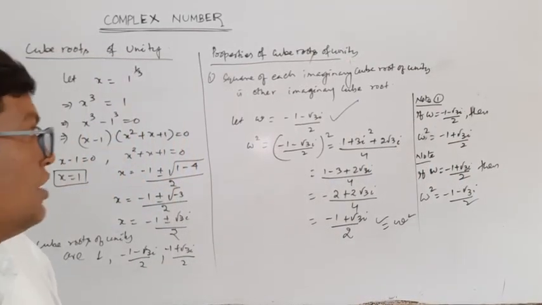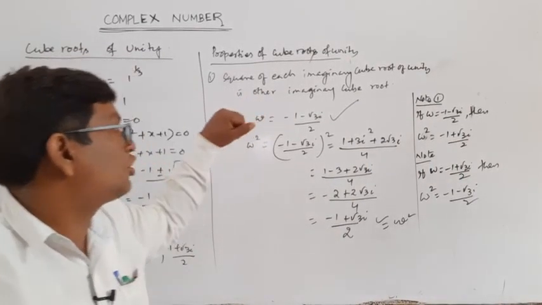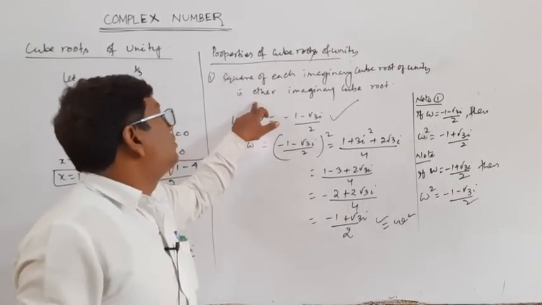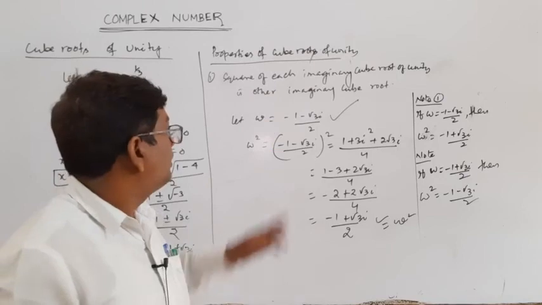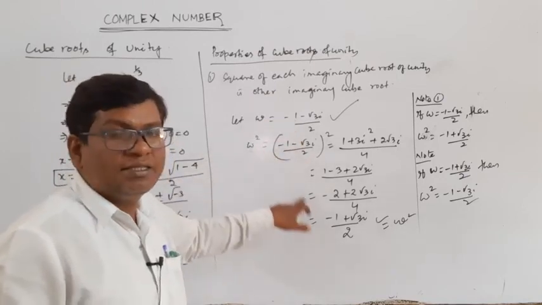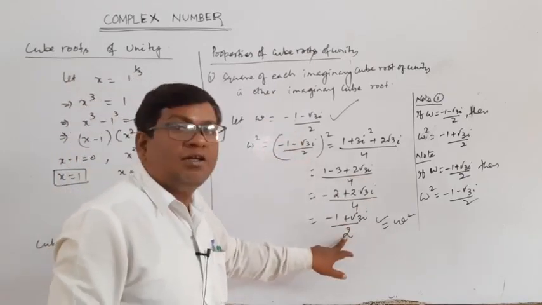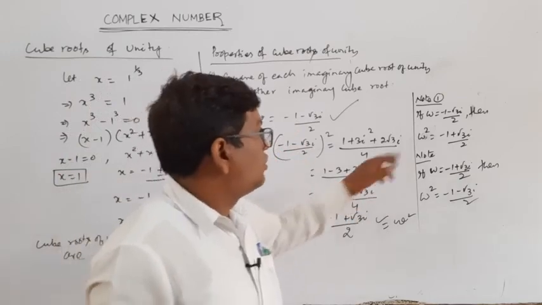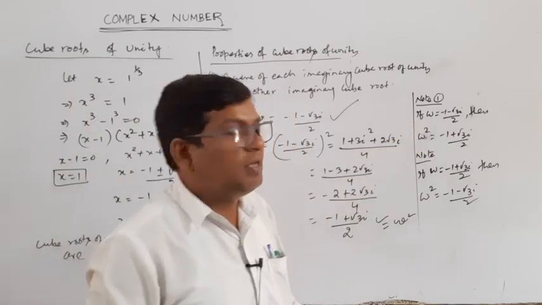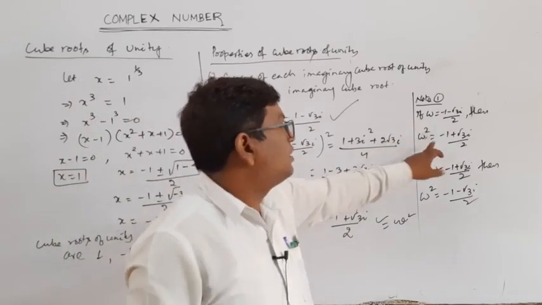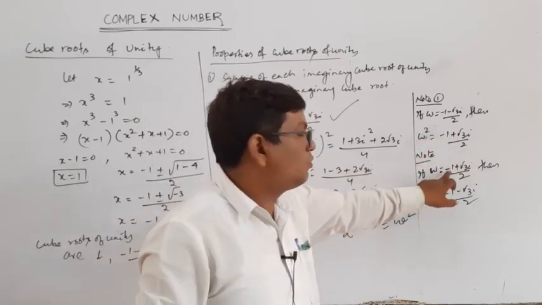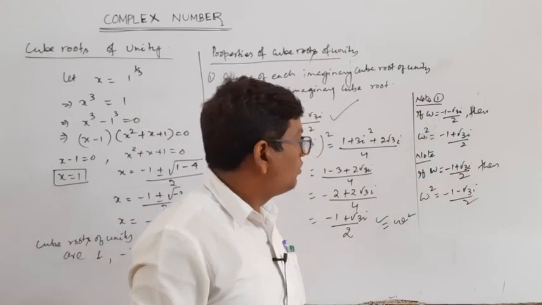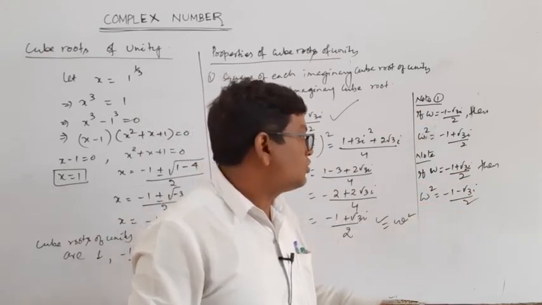First property: the square root of each imaginary cube root of unity is what? The other imaginary cube root. Let omega equal this, and squaring it, we finally get the other imaginary root. If omega equals minus 1 minus root 3i by 2, then omega square is minus 1 plus root 3i by 2. Vice versa, if omega equals minus 1 plus root 3i by 2, then omega square equals minus 1 minus root 3i by 2.